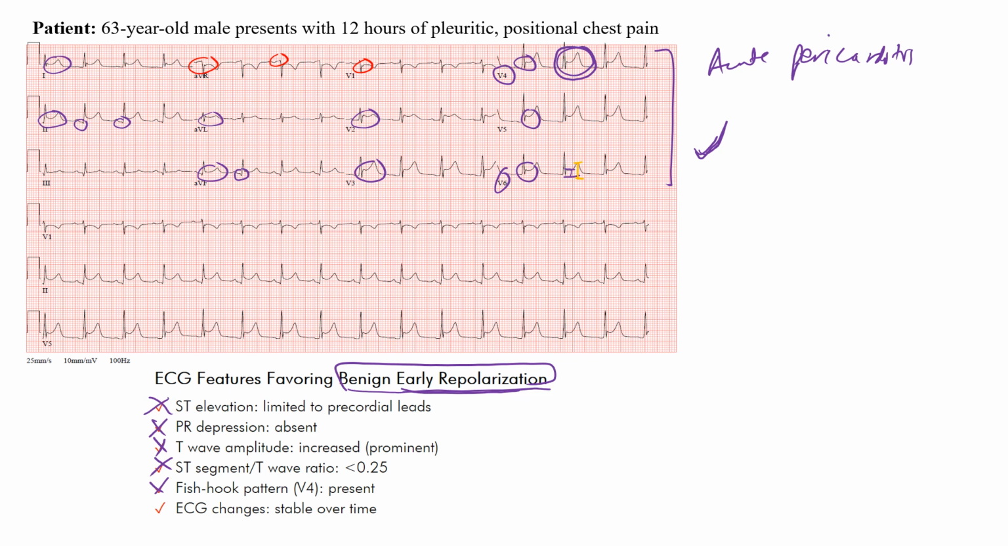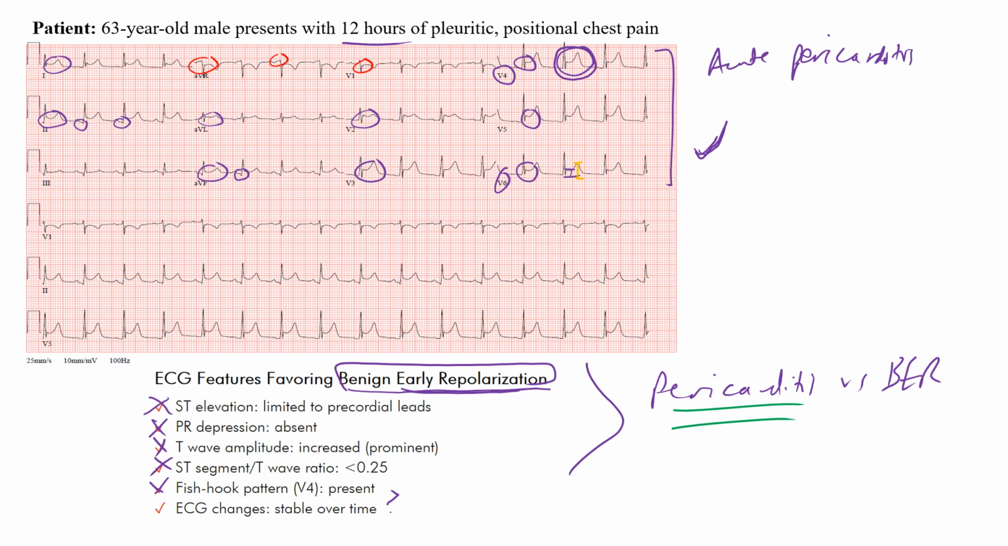And these EKG changes, are they stable over time? Well, we know that the patient had this for about 12 hours. We don't know if they're stable, so this one we don't know. But the majority of them, there's 5 there that we've already said, do not favor early repolarization. So when you distinguish between pericarditis versus benign early repolarization, this EKG is most likely pericarditis.